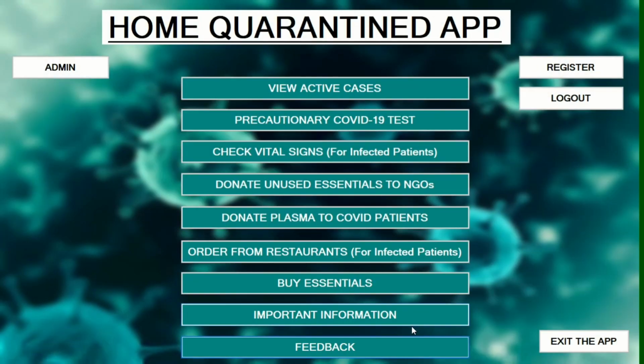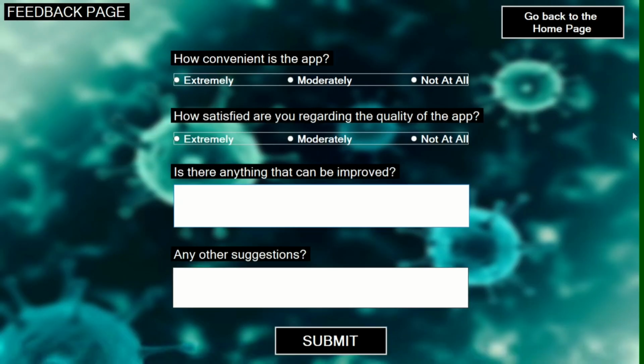This is the last section, the feedback section. Here the user simply has to answer the questions asked about the app. How convenient is the app? How satisfied are you regarding the quality of the app? Is there anything that can be improved? Any other suggestions? After answering all the questions, you just need to submit your response.